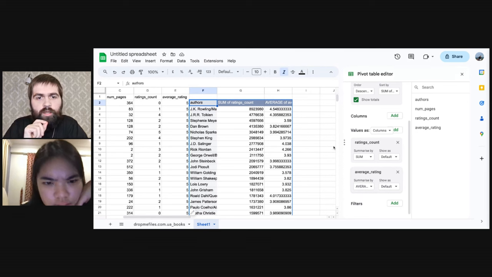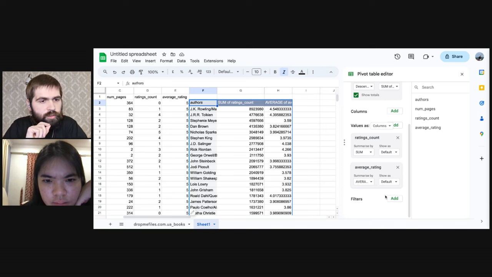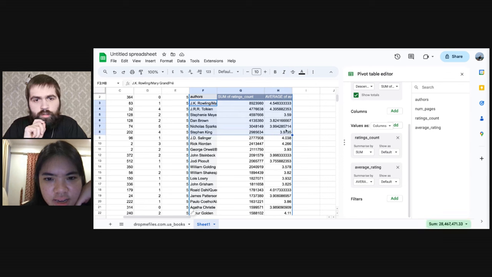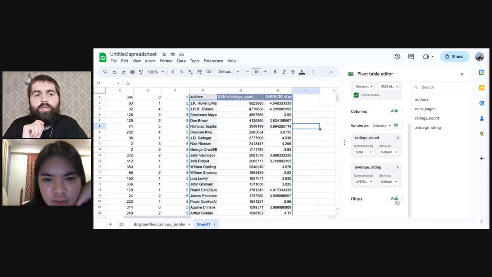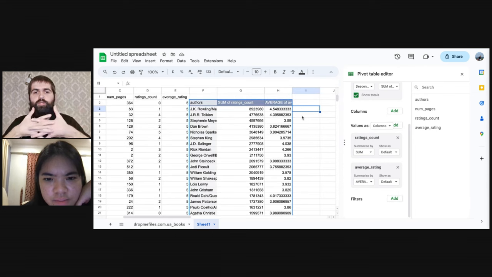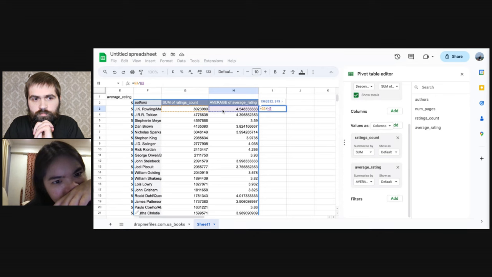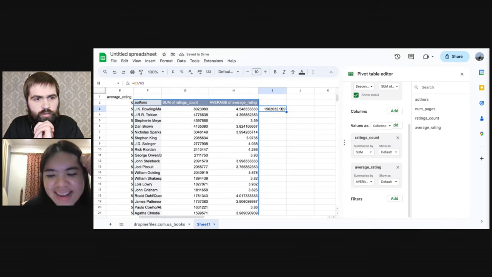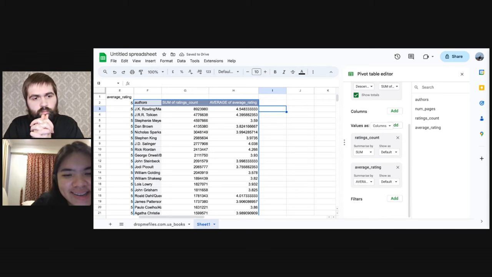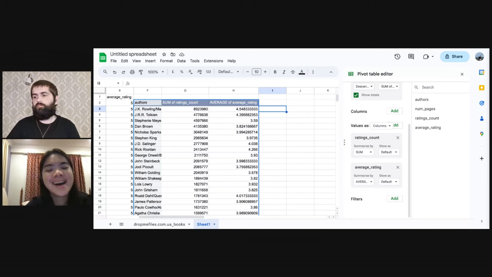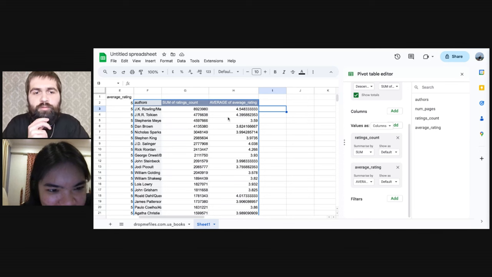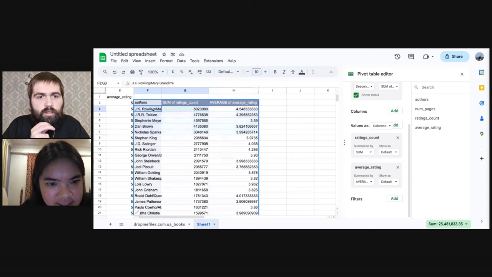If we take first 10 authors, do you know what this correlation is? Can you give me the correlation coefficient for first 10 authors? Is there any connection, any correlation between sum of rating counts and average ratings? Do you know what correlation coefficient is? Yeah, like for example, if the average rating is higher, the sum of rating counts is higher or lower. Yeah, totally. What is the correlation coefficient if we look only at the first 10 authors?